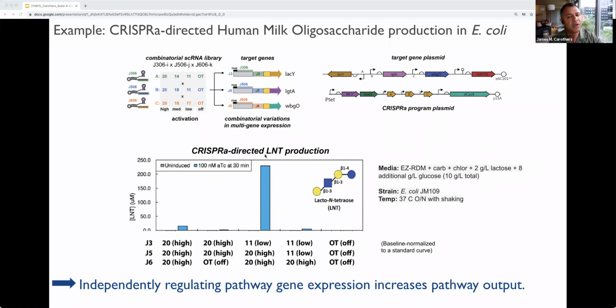So in this experiment, we're going to use CRISPR activation to independently regulate pathway gene expression in a pathway that we've engineered to produce lacto-N-tetraose, which is a human milk oligosaccharide. Now, just by way of a brief backstory, I'll make this fast in the interest of time. We know that breast milk is a good source of nutrition for newborn infants. It has lots of different macronutrients like lipids, fats, proteins, and a series of carbohydrates.